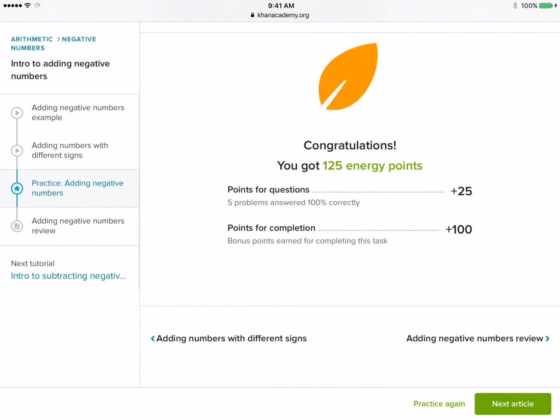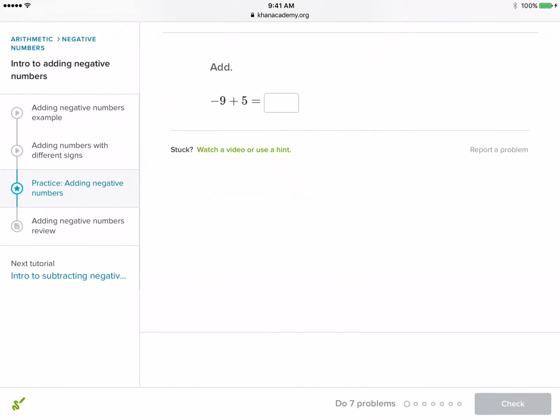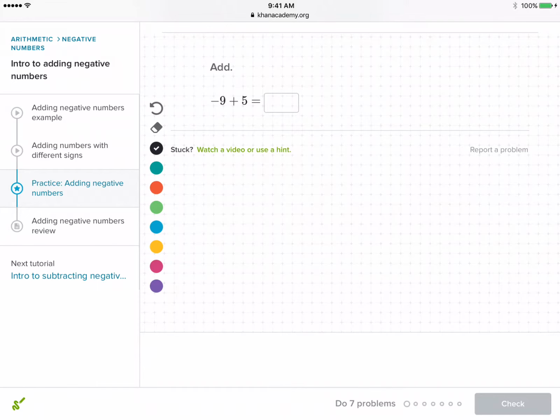Okay, we're going to look at a couple more practice ones here. I'm going to look to the future and I have a -9. I'm going to look to the future and I see that I have a +5.